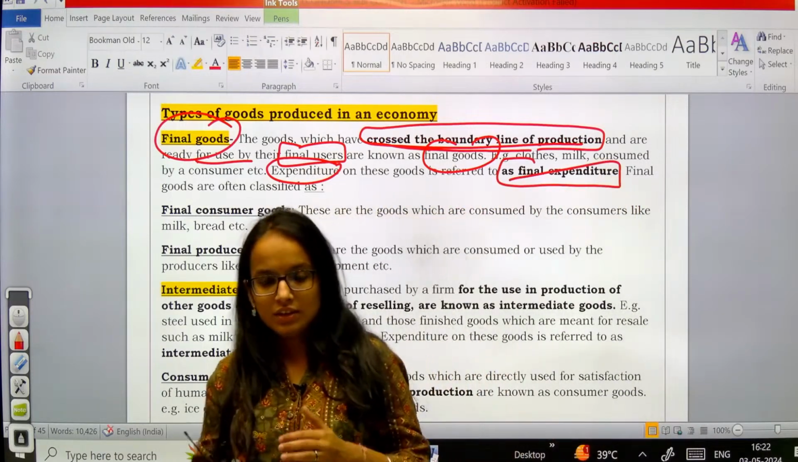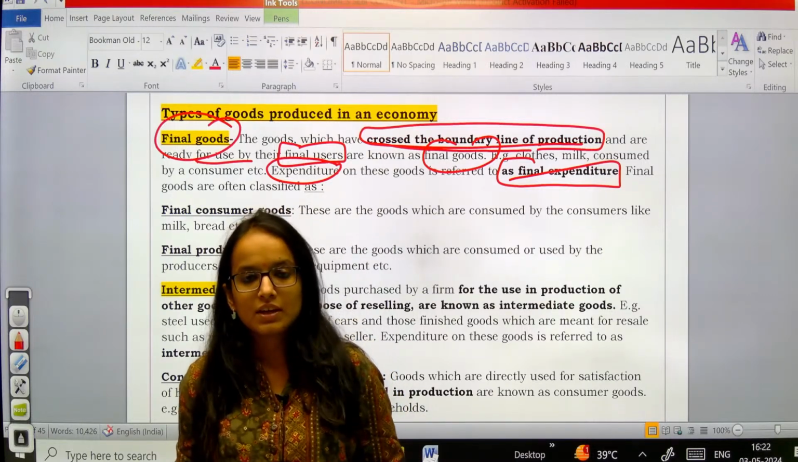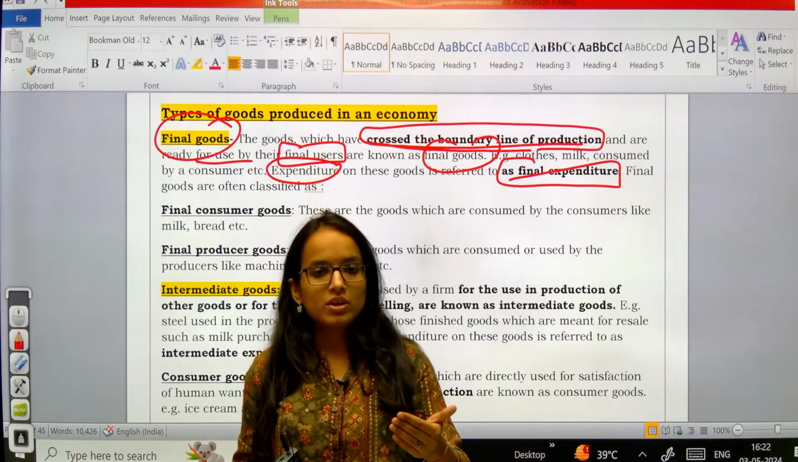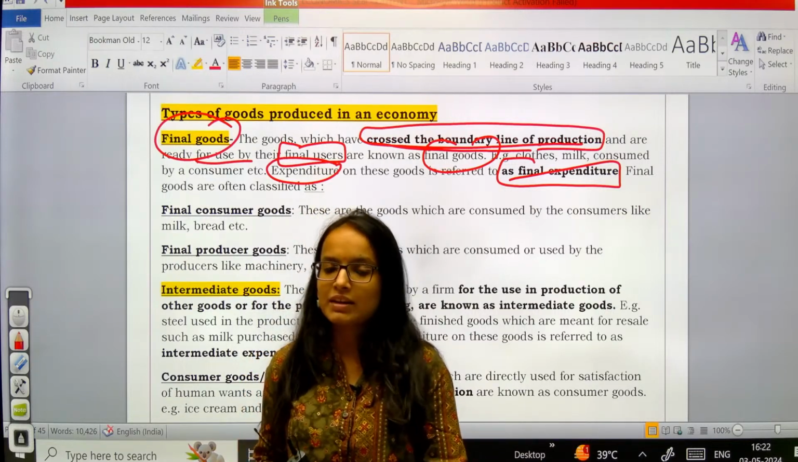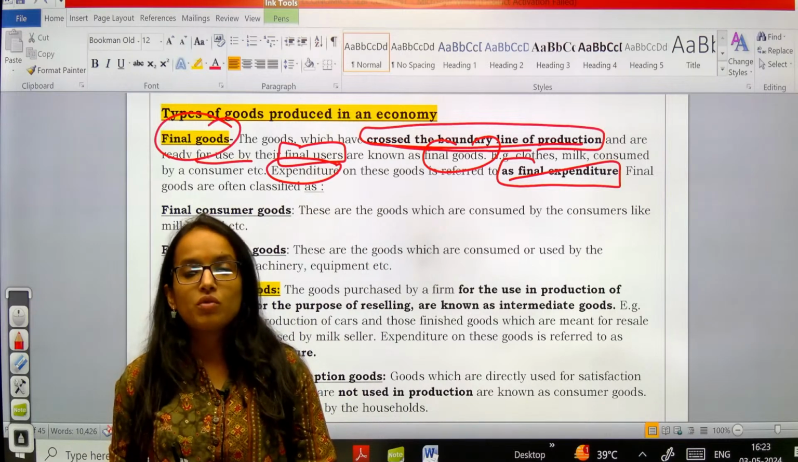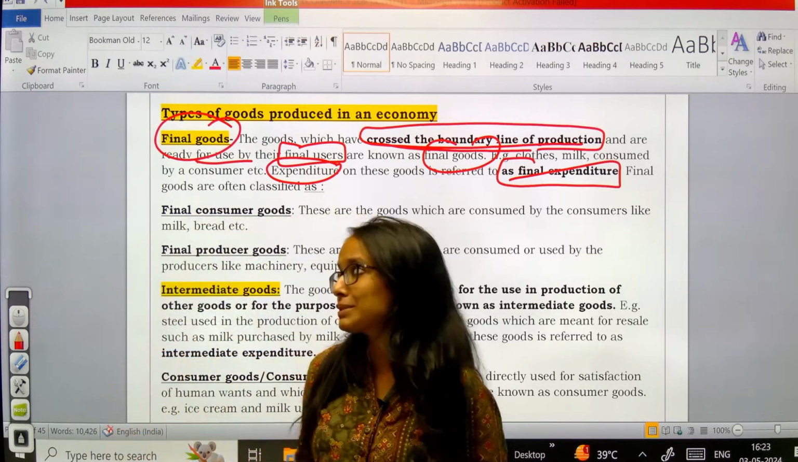They are called final goods, and expenditure on these goods is referred to as final expenditure. Expenditure is the amount which you spend to buy some good or some services, right? So the expenditure we incur on the purchase of final goods is known as final expenditure, and the expenditure we incur on the purchase of intermediate goods, which are not final goods, is called intermediate expenditure.